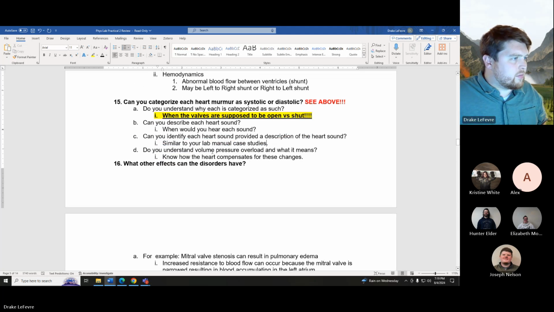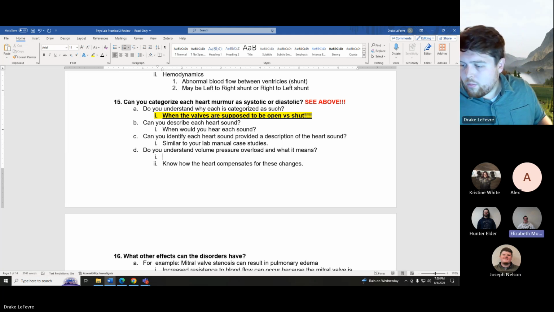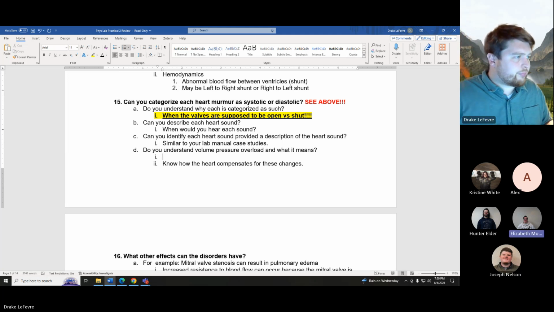Yep. Volume pressure overload and what it means. Does volume pressure overload make sense to everybody, or is that something you want me to dive more into? Yeah, could you explain it a little more? That's part of the reason I didn't put anything there, because I was like, I don't really get it.